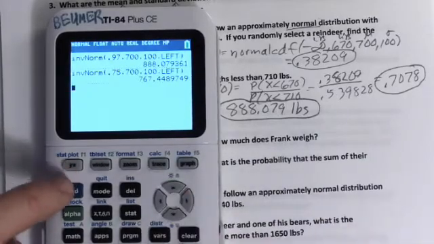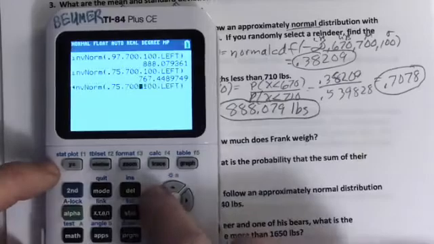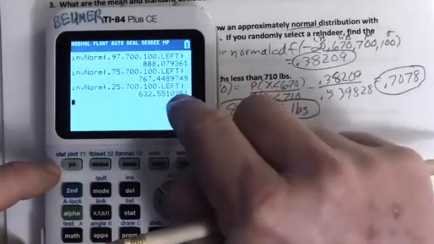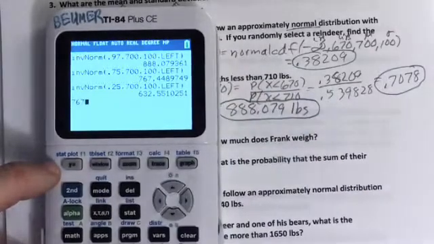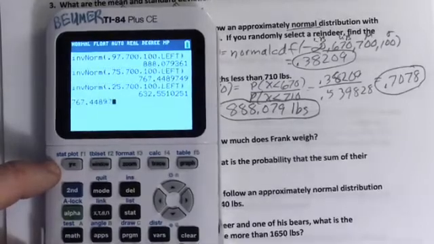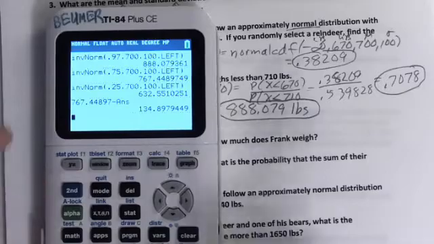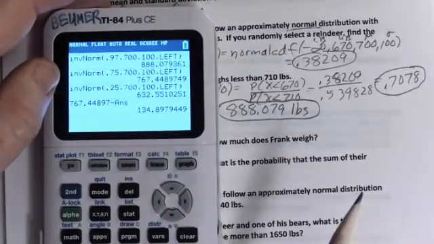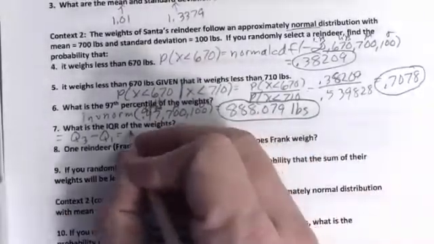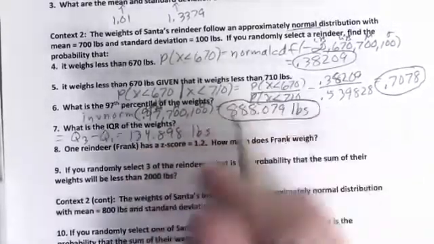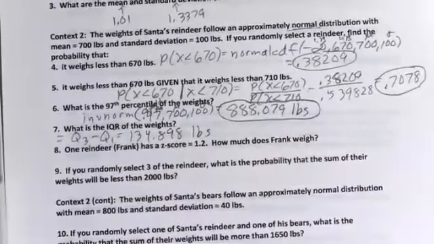And then we do the same thing with 0.25. So if I do second entry, it'll enter that last command, or you could just arrow up there, change this to 0.25 like that. And then I just subtract those two values, 767.44897 minus the answer. And that would be 134.898 pounds. There you go. And so that's the answer to number 7.